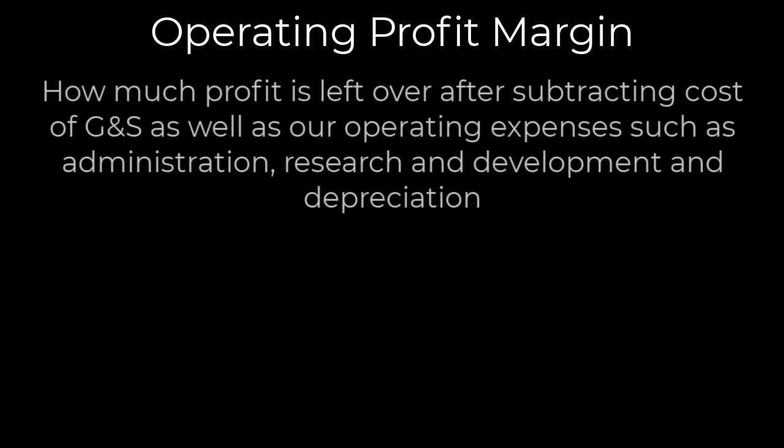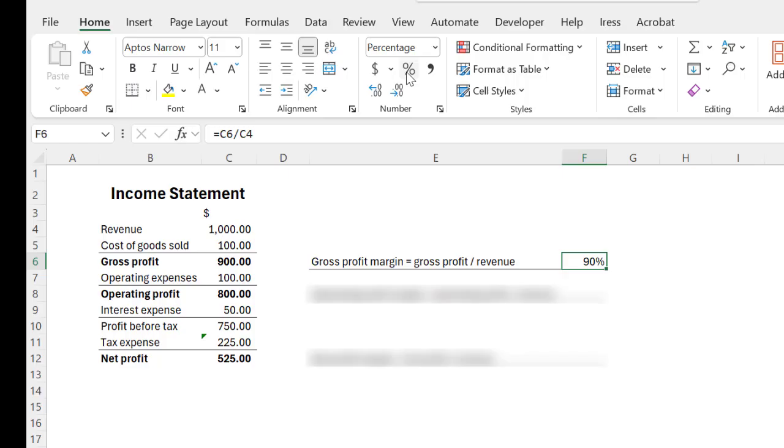Our second ratio is operating profit margin. Operating profit margin tells us how much profit is left over after we subtract the cost of our goods and services as well as our operating expenses, such as administration, research and development, and depreciation. To calculate operating profit margin, we simply divide operating profit by revenue. Our operating profit is $800 and our revenue is $1,000.